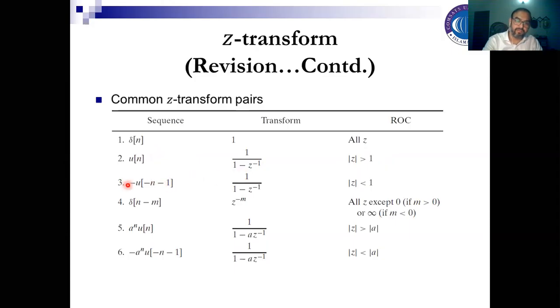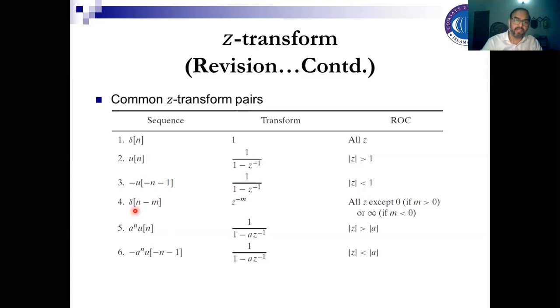Now if you have minus u of minus n minus 1, the z transform is the same for this. Okay, it is again 1 over 1 minus z inverse, but the region of convergence is different. Mod z is less than 1 in that case.